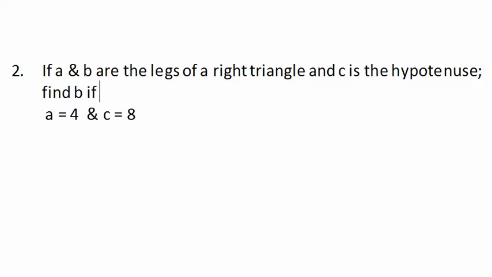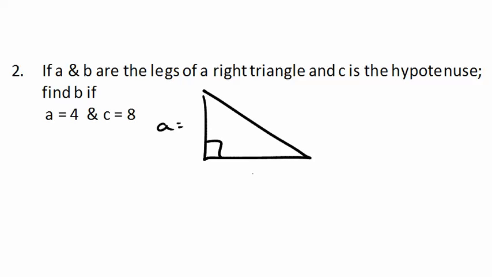In some of the problems coming up in your homework, you're actually not going to be given a diagram. You're going to be given it in words. So you're going to have to create your own right triangle. And in this case, if A and B are the legs of a right triangle and C is the hypotenuse, find B if A equals 4 and C equals 8. So we'll draw our little triangle. And it says A and B are the legs, so it doesn't matter which is which. You can always change it so it's to scale. We know that A is 4 and C is 8, and what we're trying to find is B.